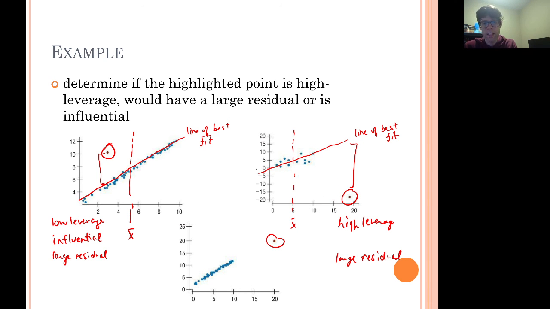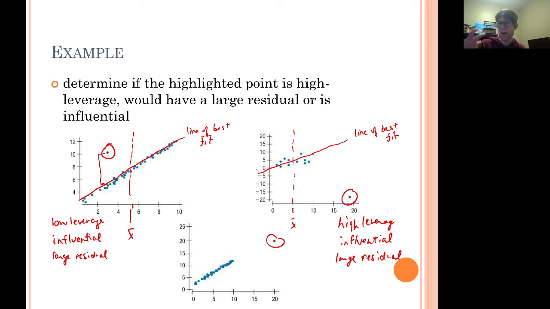And finally, we want to take a look at whether or not we think it's influential. So I would probably argue that this is fairly influential due to its high leverage. In other words, this point's really going to be dragging the slope downwards. So I think removing this is probably going to show us that it has a pretty big influence on the model.